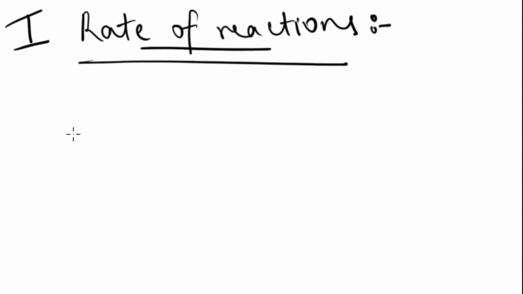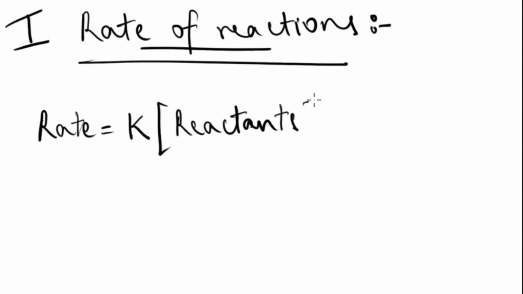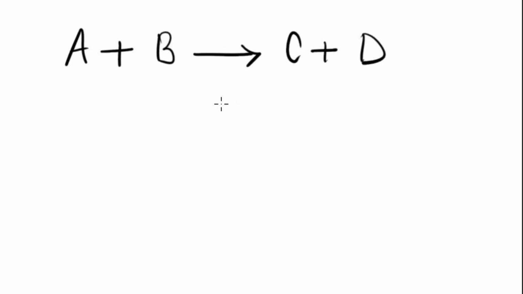Okay, today's lesson, we will start with rate equations. The rate formula is rate is equal to k, which is the rate constant, times the reactants. For example, we have a reaction A plus B gives us C and D. When we talk about rate equations, we're only really interested in the reactants. So if I tell you, give me the rate equation for this reaction, you have to give me rate is equal to k times A times B.